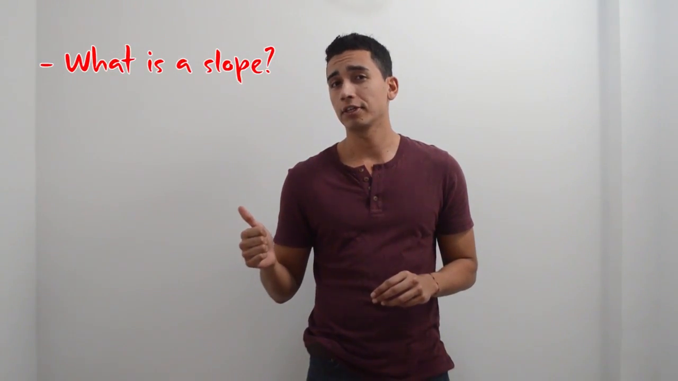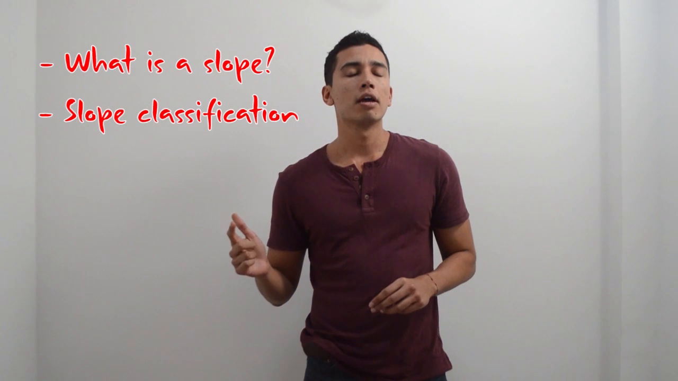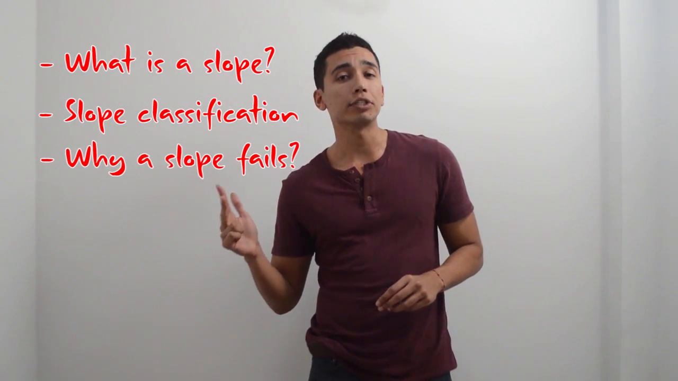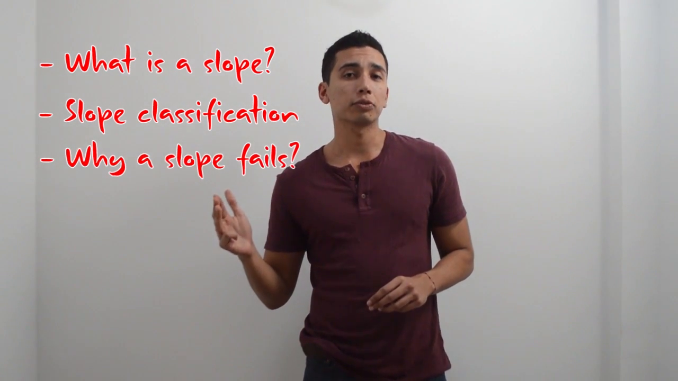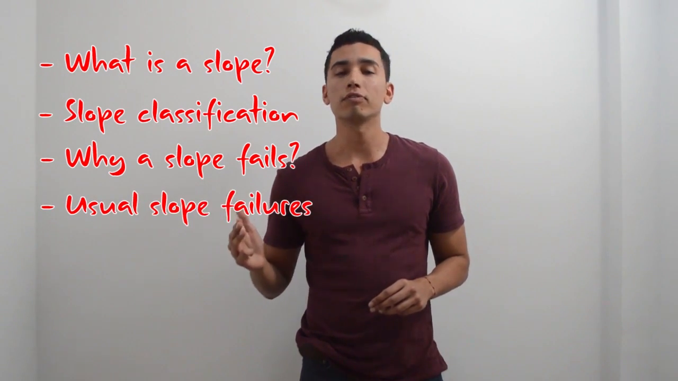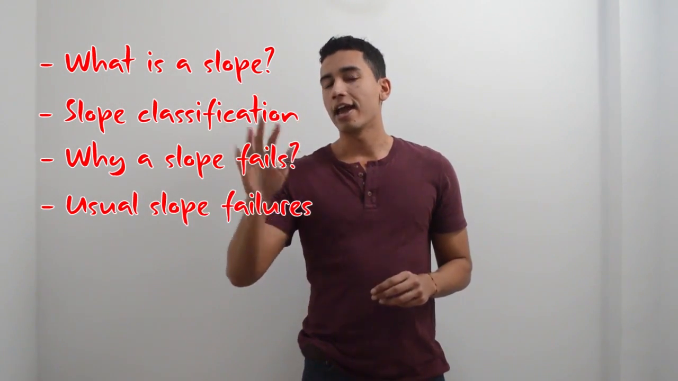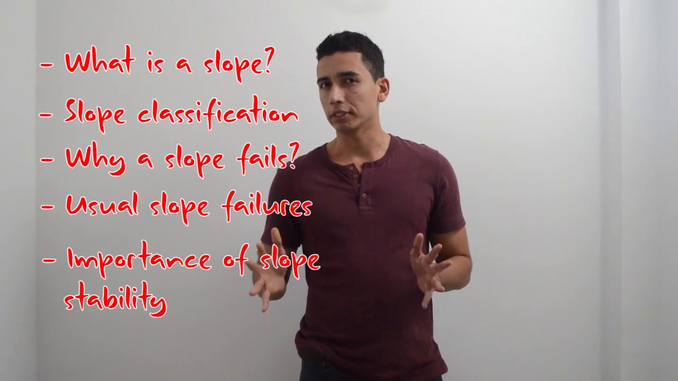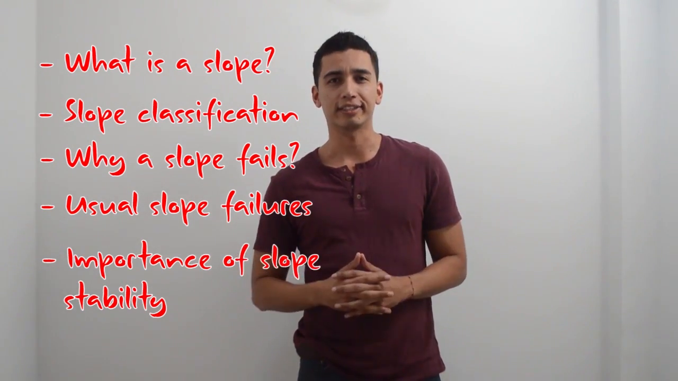In this video, I will speak about slope stability, specifically about what is a slope and what are its common features, how slopes are classified, why a slope fails and what are its reasons to do it. I will mention as well which are the most usual slope failures, and finally, I will emphasize the importance of slope stability in geotechnics.